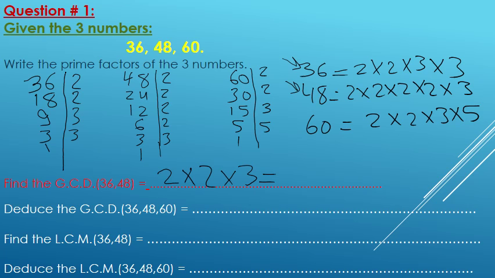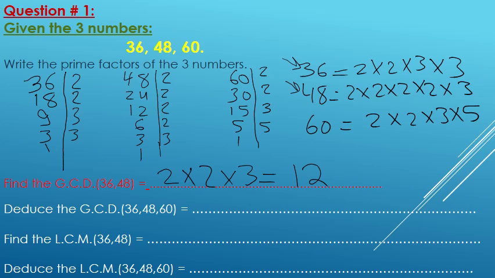Can you calculate the GCD of 36 and 48? The GCD is 12. What is another name for GCD? What do we call the GCD? GCF, greatest common factor.